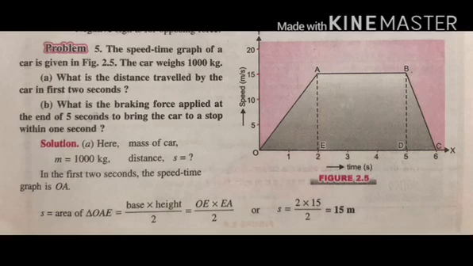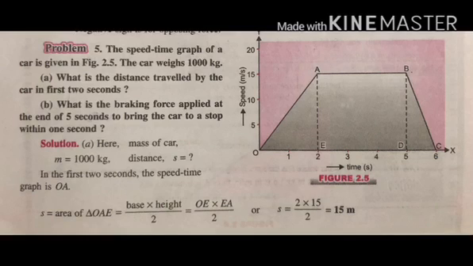Solution. Here the mass of the car is 1000 kg. We have to first find the distance traveled by the car in 2 seconds. In the first 2 seconds, the speed time graph is OA. So we have to find the distance using the area of the triangle. S is equal to the area of the triangle, that is half base into height, and if we put the values, the base is 2 and the height is 15 upon 2, that is equal to 15 meters. So the distance traveled by the car in the first 2 seconds is 15 meters.